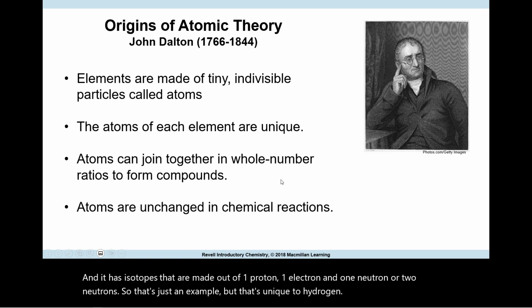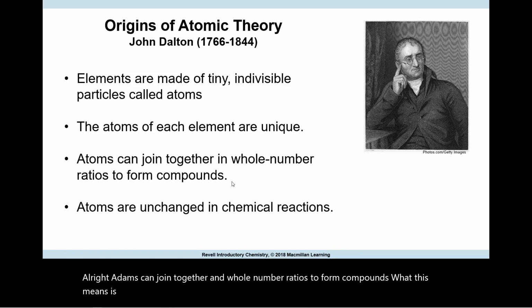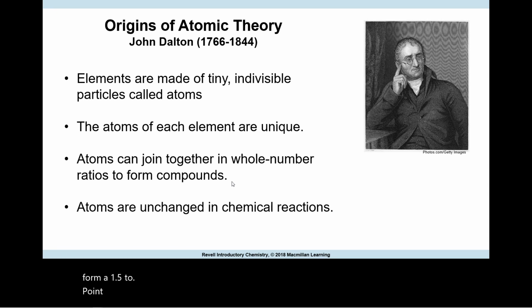All right, atoms can join together in whole number ratios to form compounds. What this means is that for water, two hydrogens plus one oxygen form H2O. Right? That's whole number ratios. We don't see 1.5 hydrogen plus 0.5 oxygen formed together to form a 1.5 to 0.5. That's just weird, right? So whole numbers.